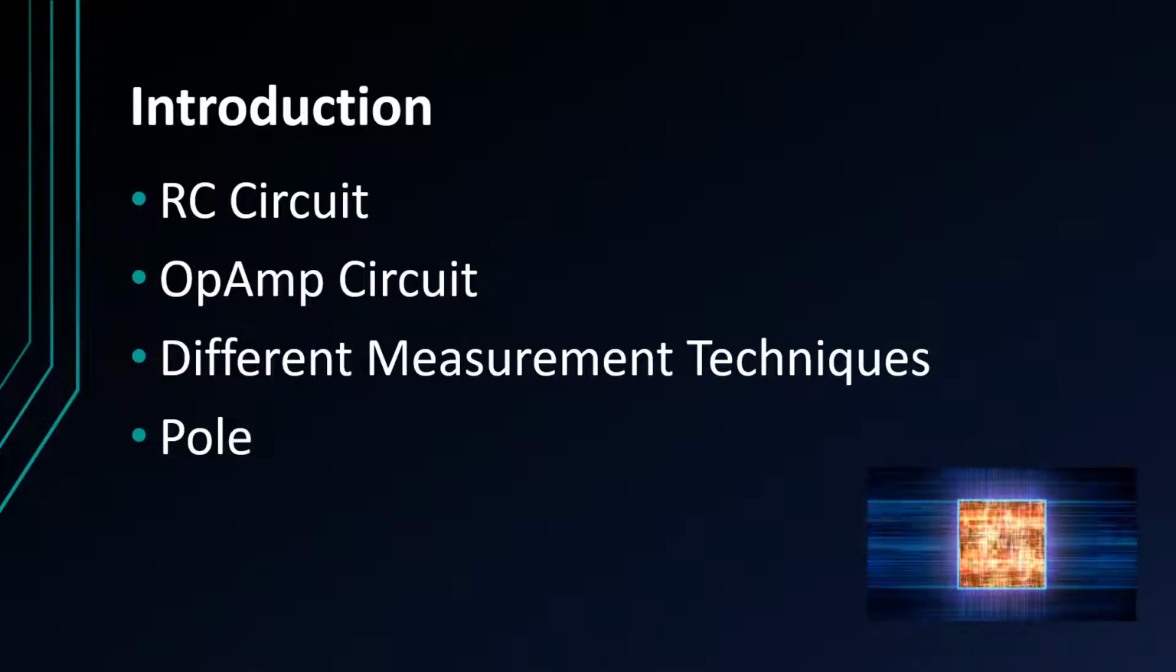We're gonna talk about the different measurement techniques, which could be maybe a simulated one, or maybe one that's done at the lab, or one that's plotted, or maybe just a sketch. And we're gonna determine the pole on each of them, which is the point in where the frequency decays 3 dB below its starting point.